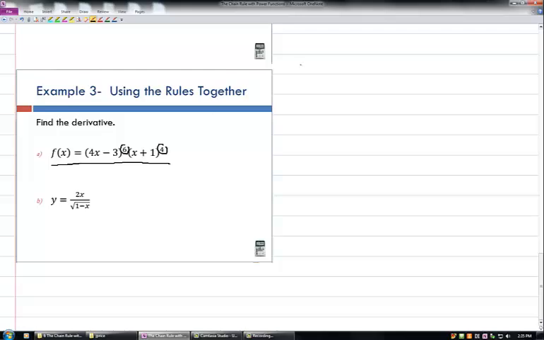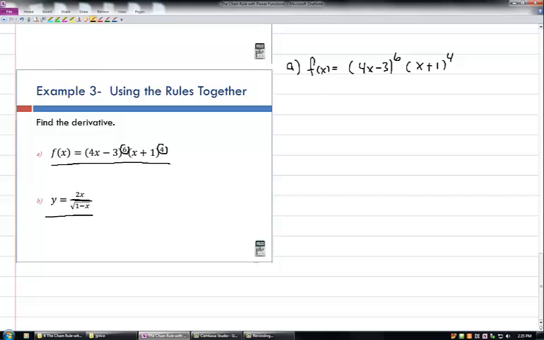Now, what we usually struggle with is which rule do we use first. So let me write this down. I have f of x equal to 4x minus 3 to the 6th all times x plus 1 to the 4th. Now, I see I'm going to have a product and a chain rule. I'm not going to have to use a quotient rule because I don't have a quotient. If you look at part B, it's obvious you're going to have a quotient because you're dividing right here. So I can either choose to use the product rule or the chain rule first. Now, one way will be correct and the other way will be wrong.